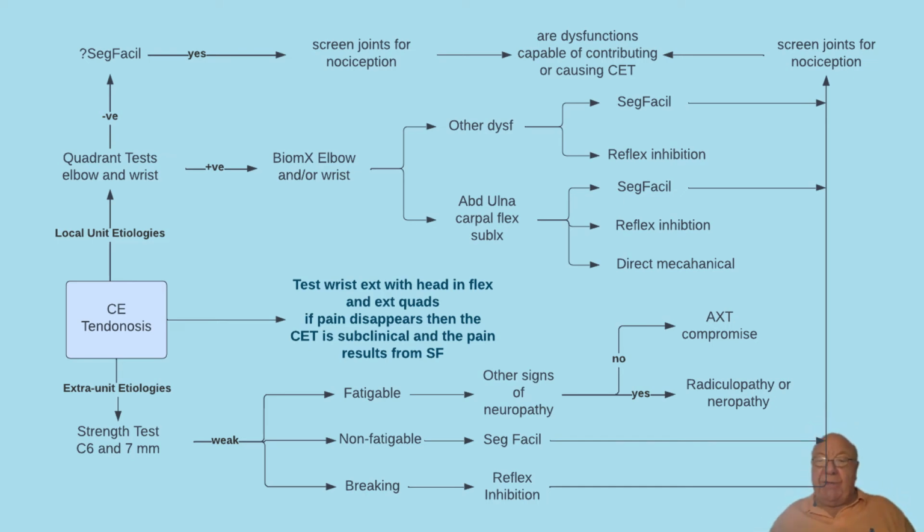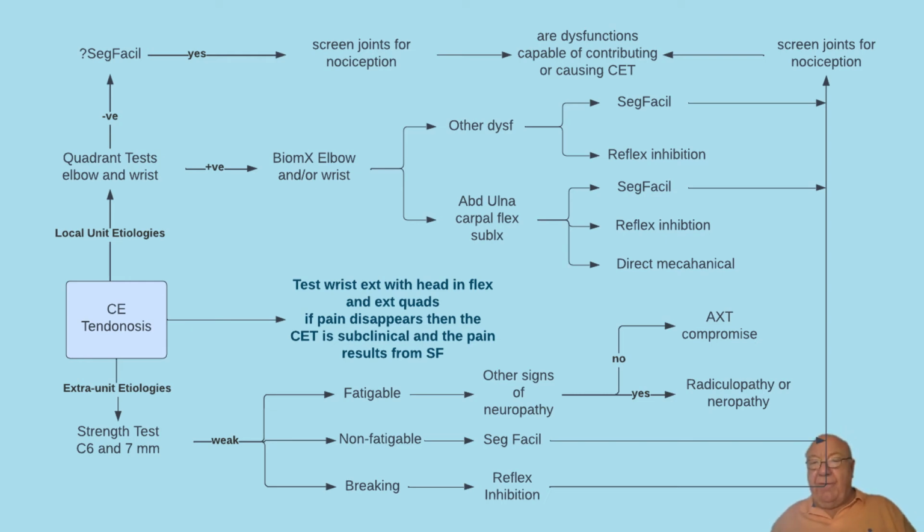So there's our three possibilities for positive, assuming they are positive. If they're negative, then with the exception of the breaking weakness, which you will have to retest when you look locally, you can say that there isn't segmental facilitation or a neurological etiology here. So if this is fatigable weakness, you know that you're looking for a neuropathic issue. Now, the neuropathic issue could be a soft or a hard one. The soft one being axonal transport compromise, which is not electrical. This is loss of protein flow.